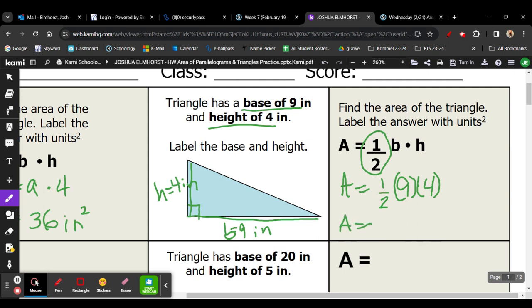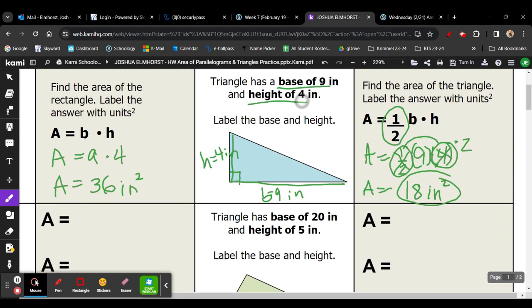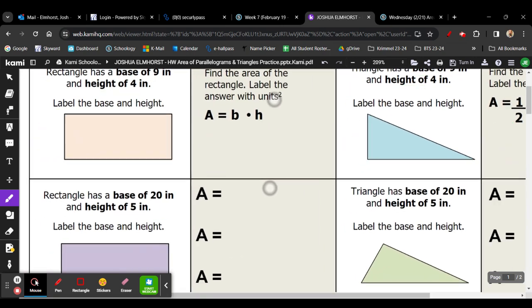9 times 4 is 36. 36 divided by 2 is going to give us 18 inches squared. Now, in order of operations, if you want to divide something by 2 first, 4 divided by 2 is 2, and 9 times 2 is 18. You would still come up with the same result. So keep that in mind as you're solving these, writing your steps, but also figure out which mental math things you can do. That is something to consider.